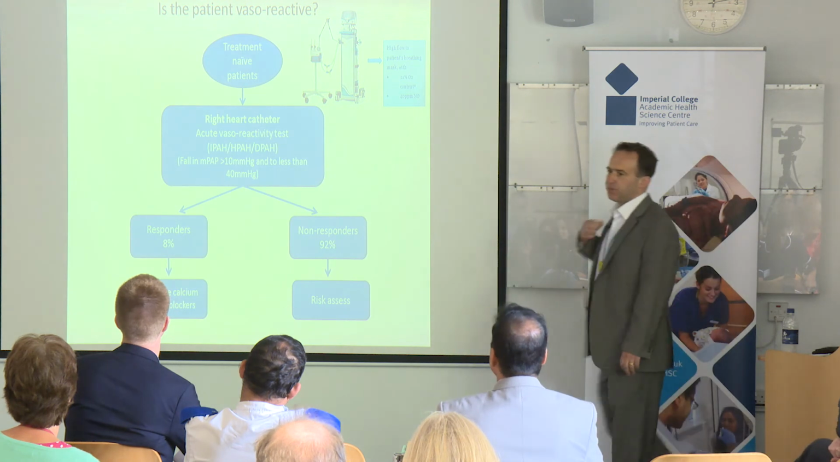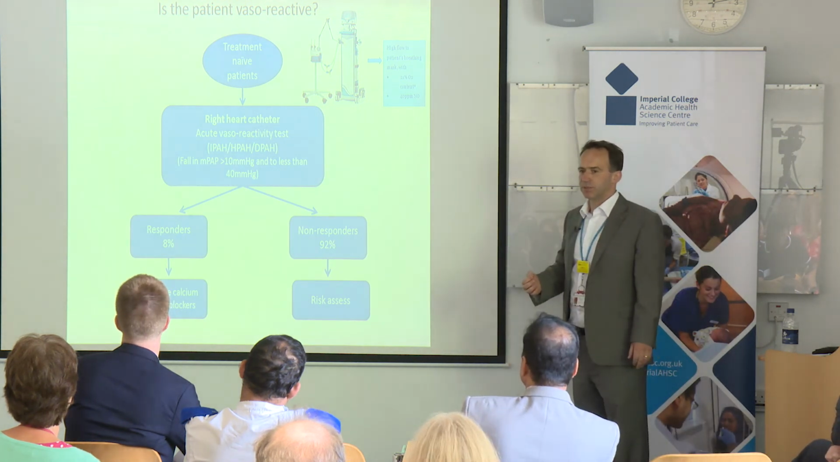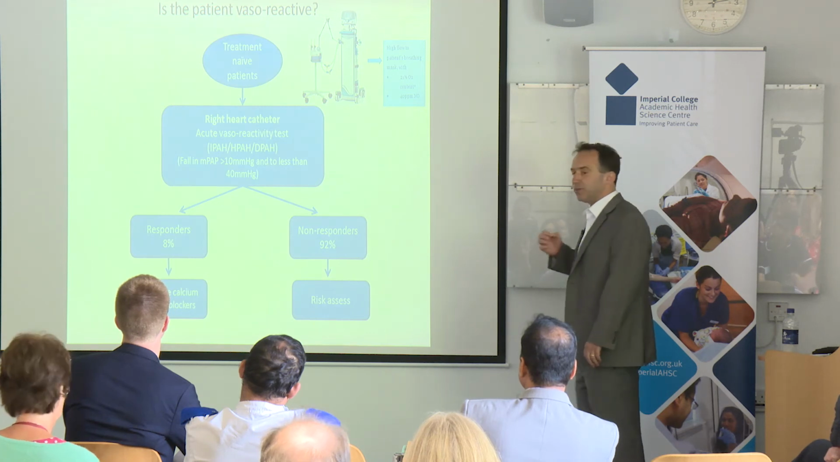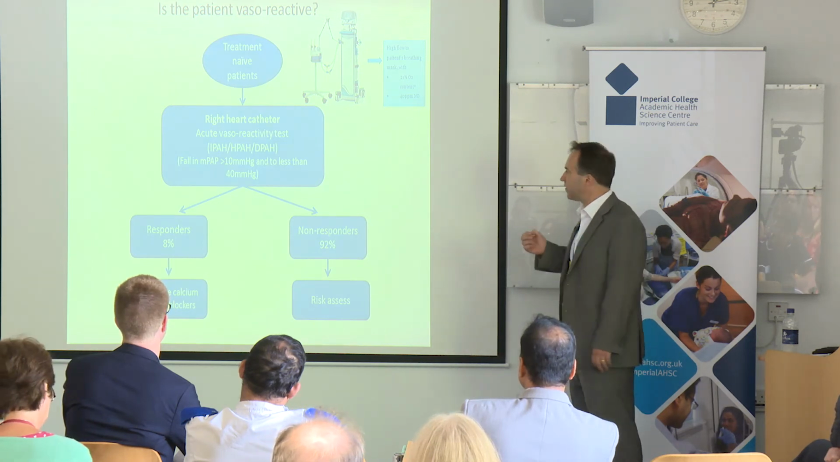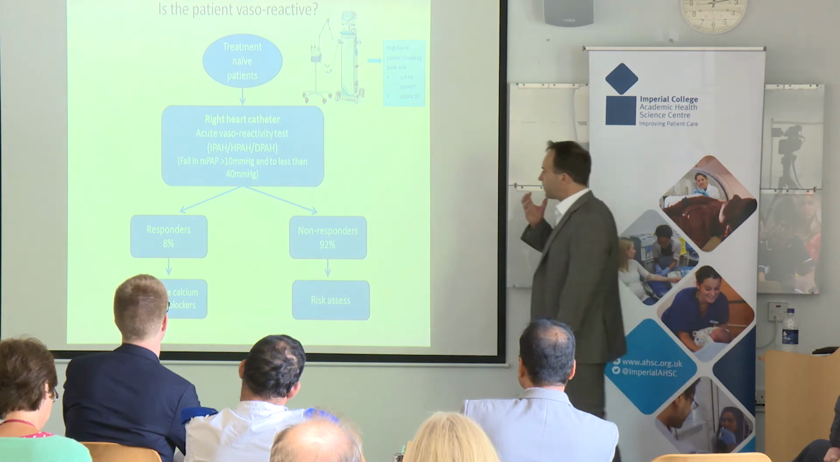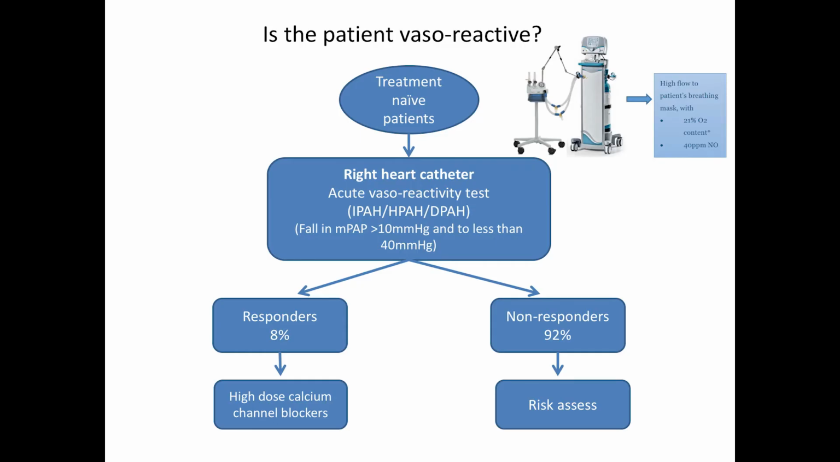Now, when we do that catheter test and measure the blood pressure in the lungs, we also do what's called a vasoreactivity test if we think the patient has idiopathic disease. And this is really important. We give them nitric oxide gas. And if their blood pressure in the lungs drops by a certain amount, a lot, then they're called responders. And that's only a minority of patients.